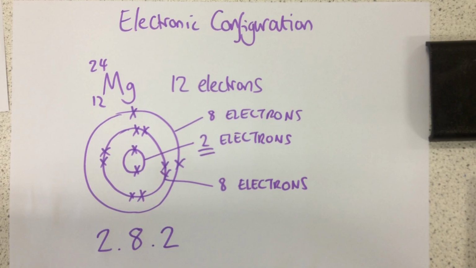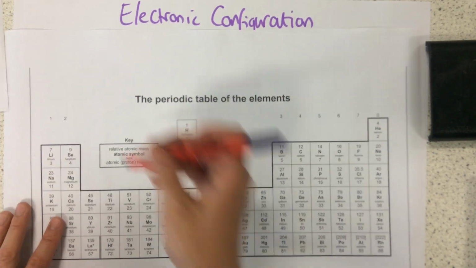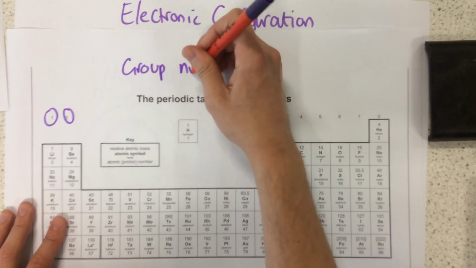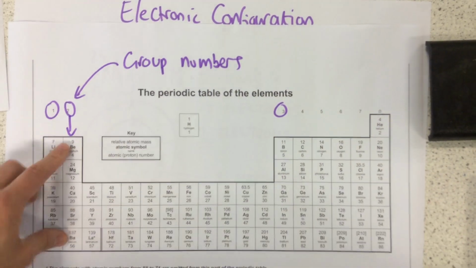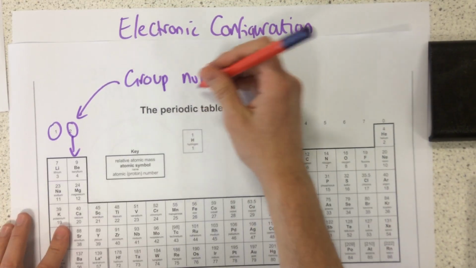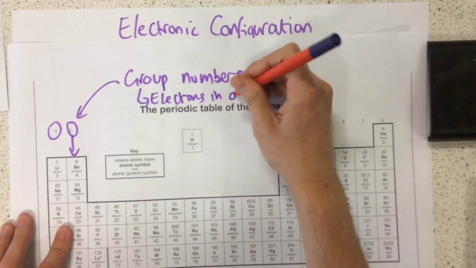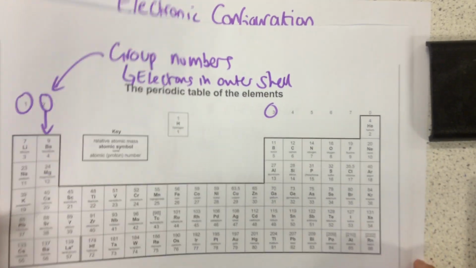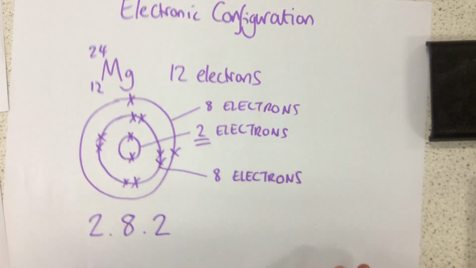Now let's see how that relates to the periodic table. Remember, these numbers across the top are called group numbers. What those numbers tell us is how many electrons are in the outer shell. Magnesium is in group 2, as we can see here. How many electrons does it have in its outer shell? It's got 2. 1, 2.